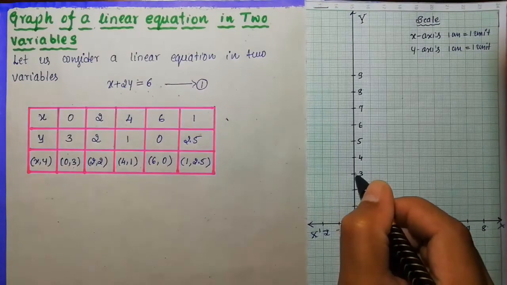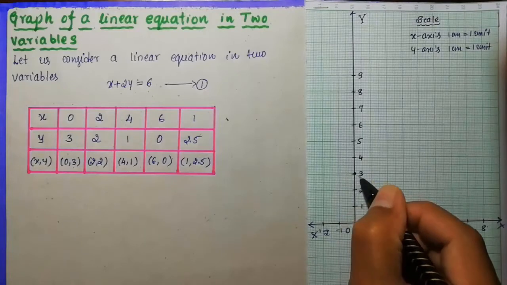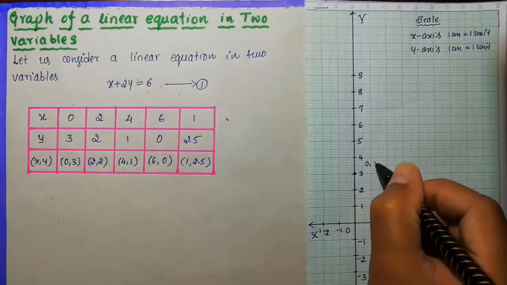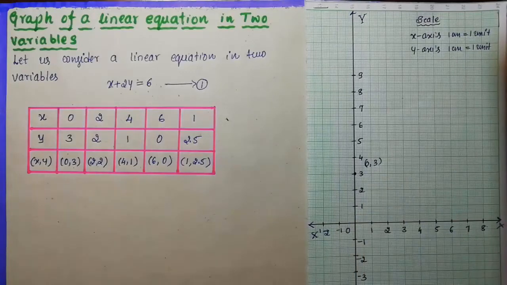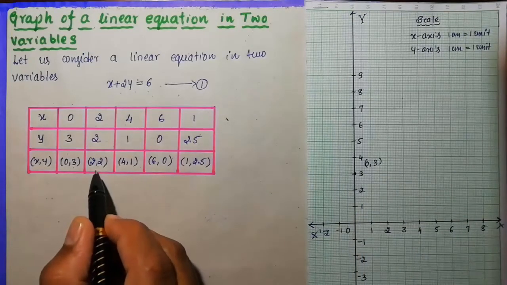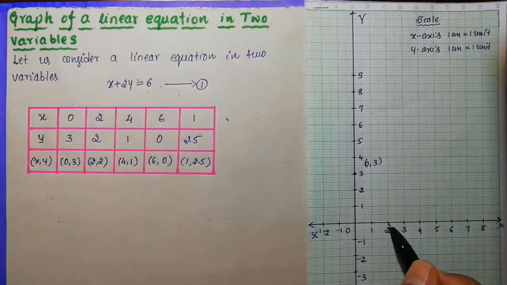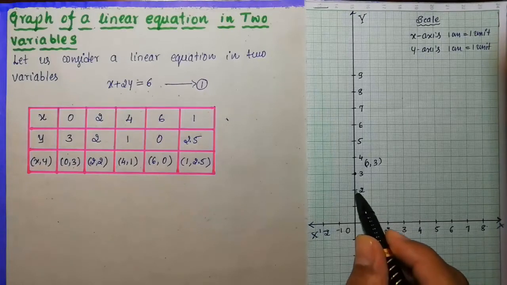Now look here. So this is actually the point 0 comma 3. Just mark that point. And the next thing is 2 comma 2. 2 comma 2 means, now look, x is equal to 2 and y is equal to 2.